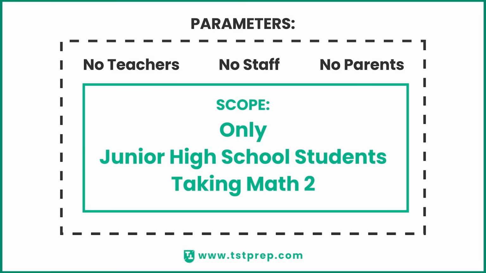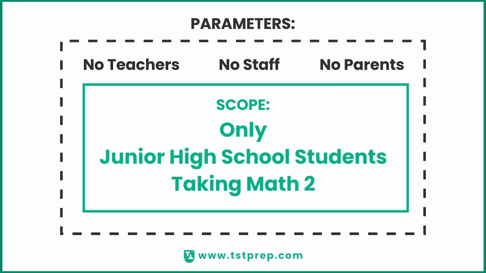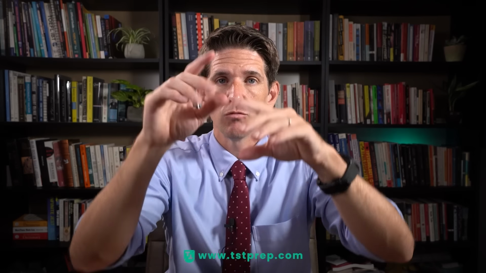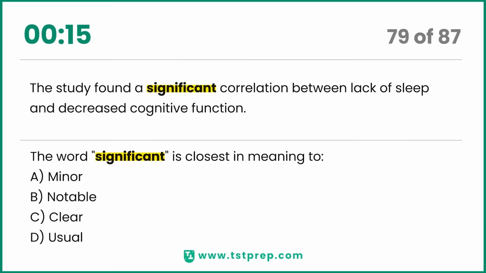The scope of the research is the Math 2 junior high school students. That's the scope. So it's within the scope. If we want to expand the scope, maybe we'll ask all junior high school students. Okay, so that's expanding it and changing the parameters. All right, so that's scope. Next one.